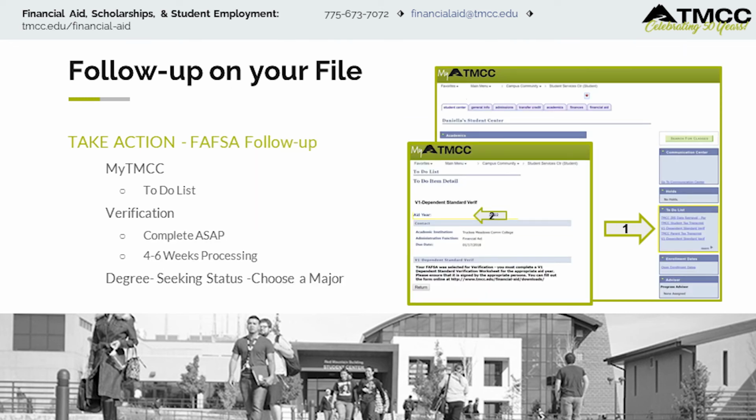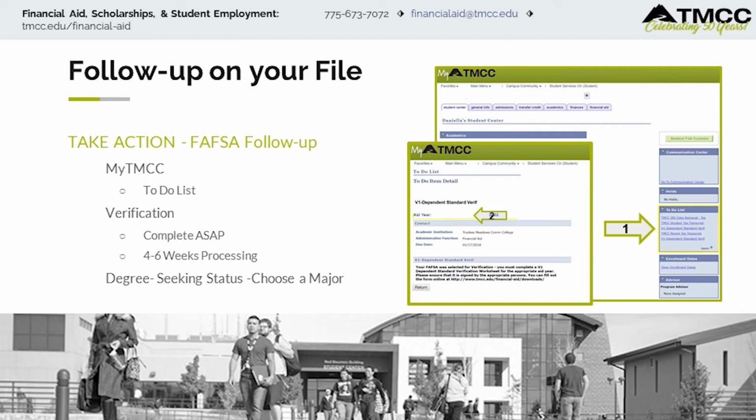After the FAFSA has been completed and submitted to the Department of Education, we encourage students to frequently check their TMCC email for updates on the status of their application. Once the FAFSA has been approved and sent to the school of their choice, the students will be able to review updates to their accounts to see if additional information is needed in order to process their FAFSA and receive aid.